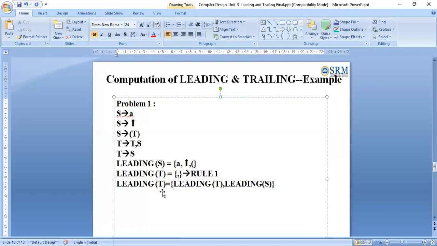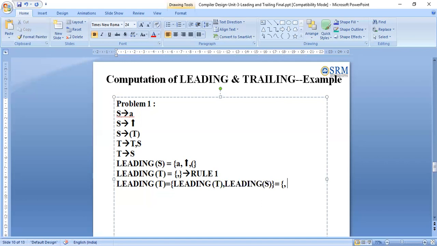So combining rule 1 and 2, we have found the leading of t. We are going to substitute the same thing in the place of leading of t. Leading of t is the same in the second rule also, so write it as such, followed by comma. This leading of t is the same, so we can skip this.